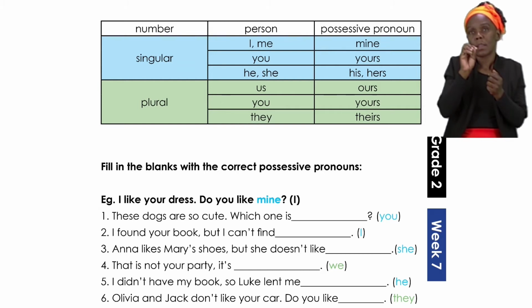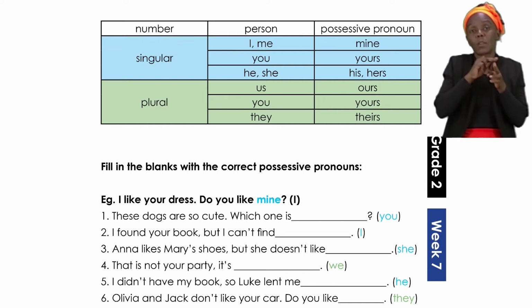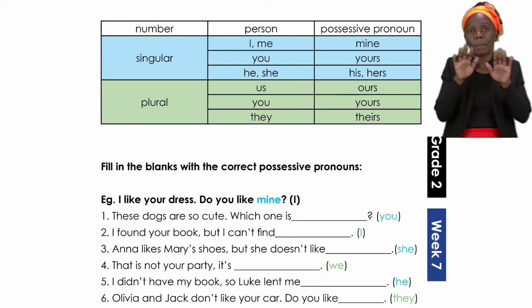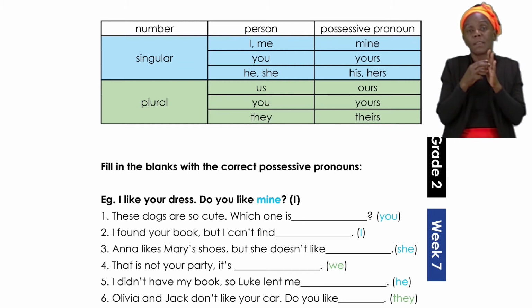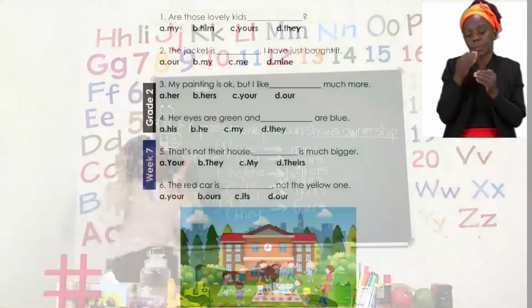Now let's read the sentence with the correct word. That is not your party. It's ours. So I'd like you to please put the word ours. The rest of the questions you are going to do by yourself. Now remember to use the table on top to help you. The blue ones are the ones that are giving you clues that look at the singulars, and the green ones are the ones giving you a clue to say look at the plural, so that you can get the correct possessive pronoun.